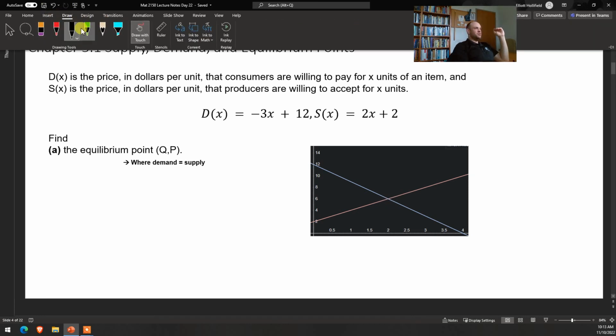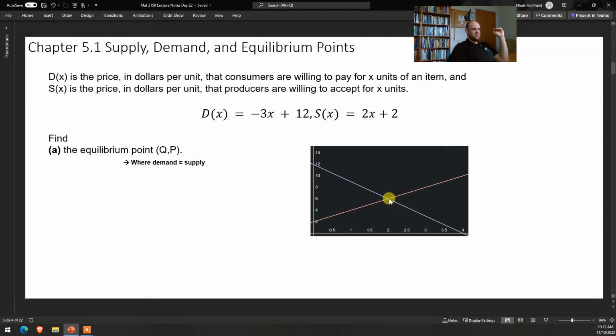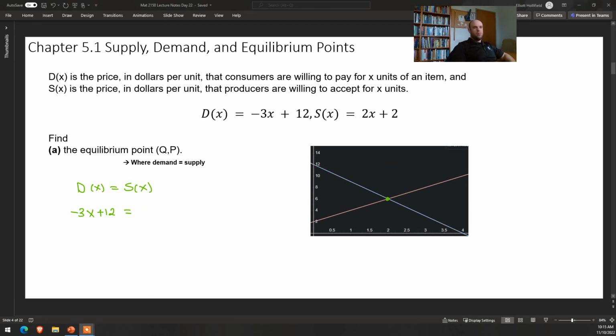It corresponds to the intersection point of these two graphs. We can see that they do intersect. It looks like it's at about 2. Let's verify that by setting the two functions equal. We set the demand function equal to the supply function. This will be the price point, which is most beneficial to both the consumers and the producers. So we set minus 3x plus 12 equal to 2x plus 2.